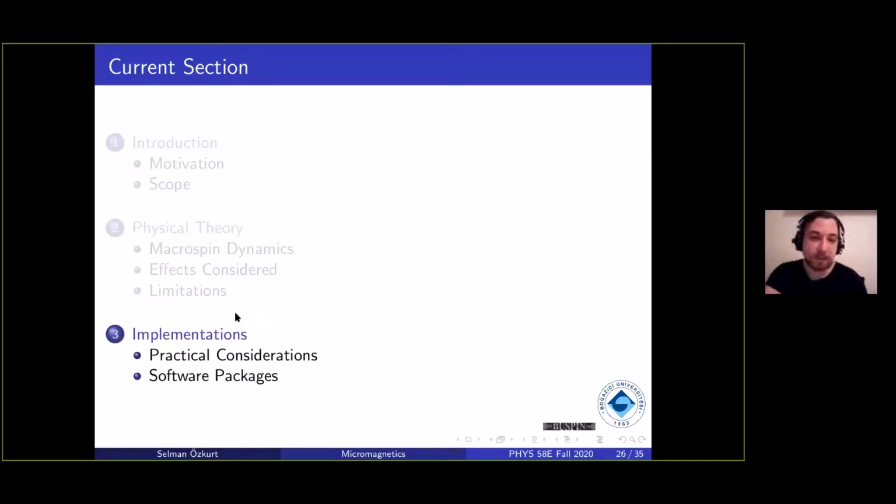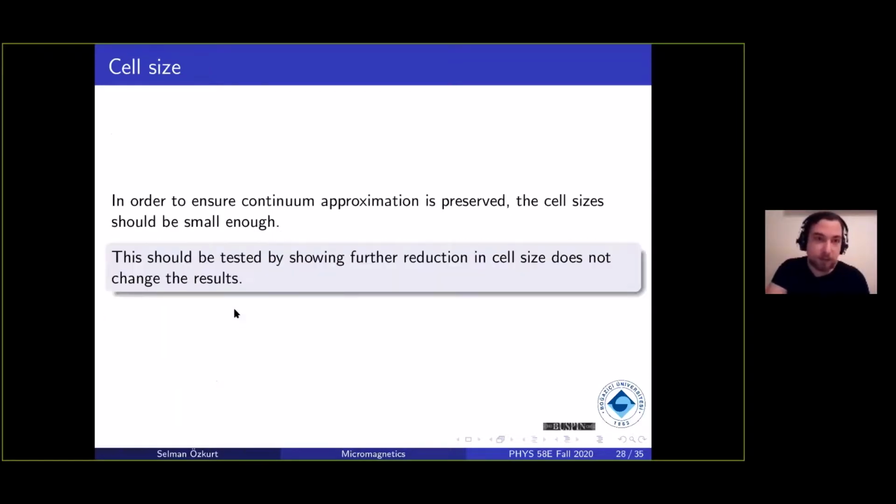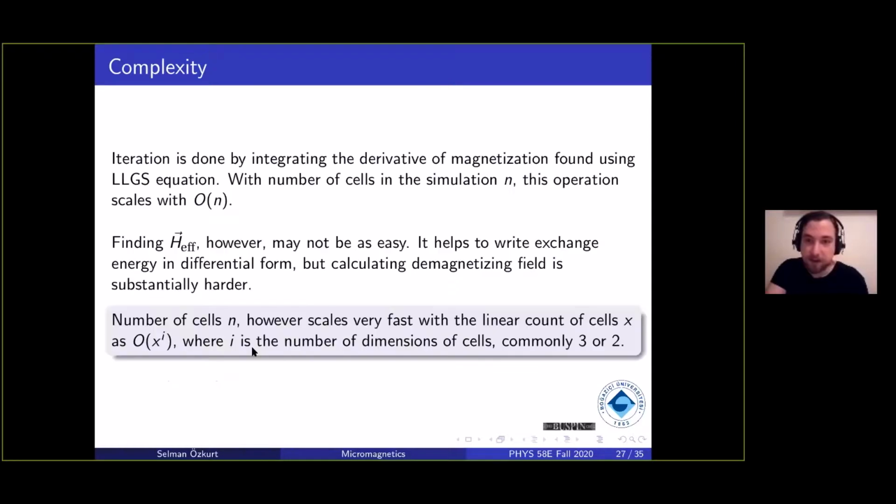And now let's come to some practical implementations, some previous implementations of micromagnetic techniques. First, let's discuss the practical considerations while implementing such software. First of all comes complexity. Complexity is not a great issue as long as the N, which is the number of cells, the number of macrospins that we define, isn't really huge.